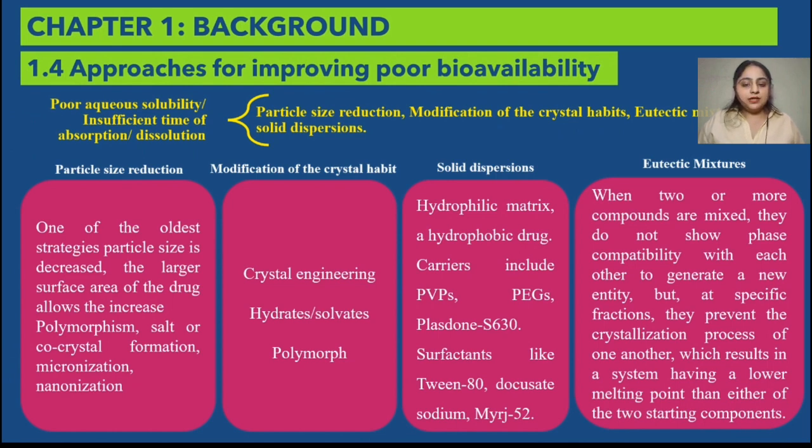Then modification of crystal habit, where we use crystal engineering, form hydrates or solvates or stable polymorphs, which will change the crystals. Then we move to solid dispersion, where we have a hydrophilic matrix and a hydrophobic drug. So here we take a carrier system to deliver a hydrophobic drug. Then come eutectic mixtures. When two compounds are mixed, they do not generate a new entity, but at specific fractions they prevent crystallization, which results in lower melting point systems, and they have two starting components.